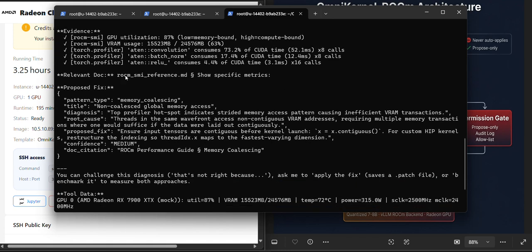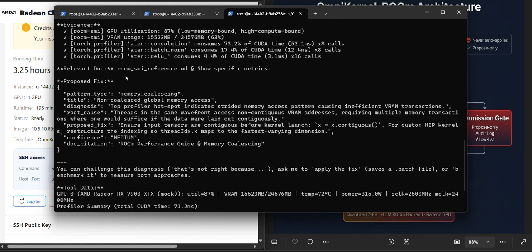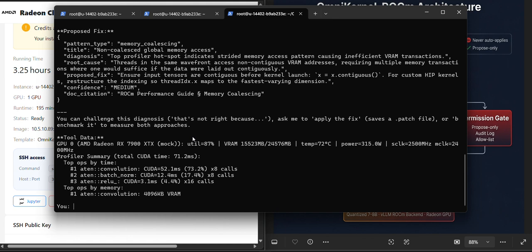Look at the diagnosis. OmniKernel didn't just guess, it cited the exact torch.profiler call, parsed ROCm SMI metrics, and quoted section 4.3 of the AMD HIP programming guide from its local RAG index. Now for our differentiator, the multi-turn pushback loop.